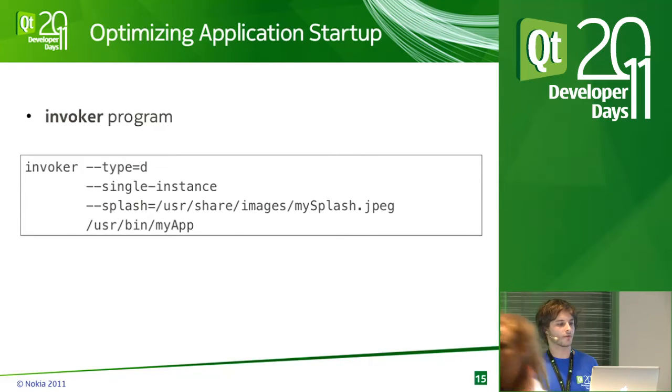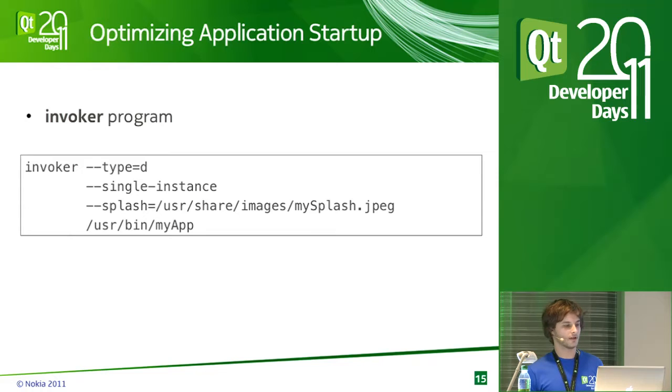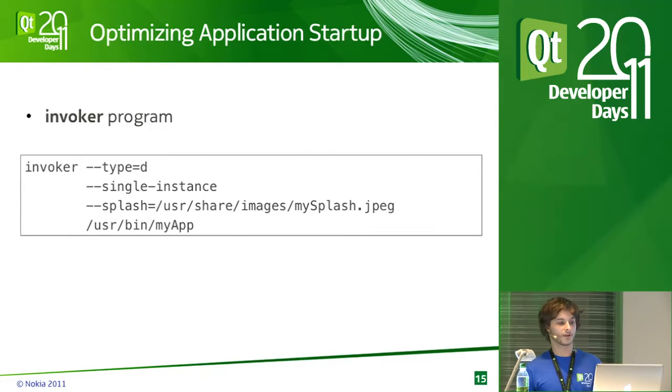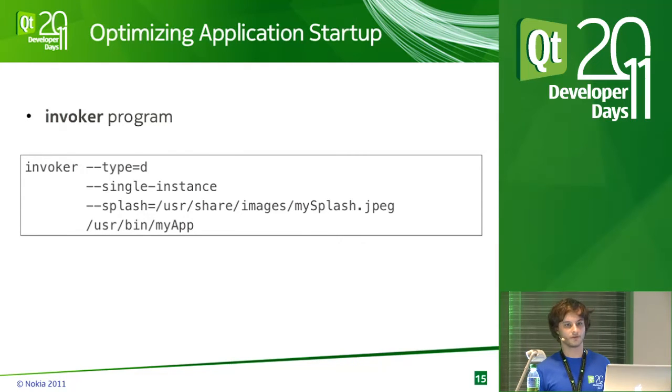Another cool thing that the Invoker program allows you to do is to have a single instance. By default, if you don't use that argument in the Invoker program, every time you click on the application icon, it will start a new instance of your application. So just by using this argument, if the application is already launched, clicking the icon again will just make the already launched one active. And the last thing you can do is use a splash screen. So you just use this argument, providing the location of your splash screen. I think that's actually important because, as I said, it can take a while to launch the application, and using a splash screen just gives a feeling of more responsiveness.